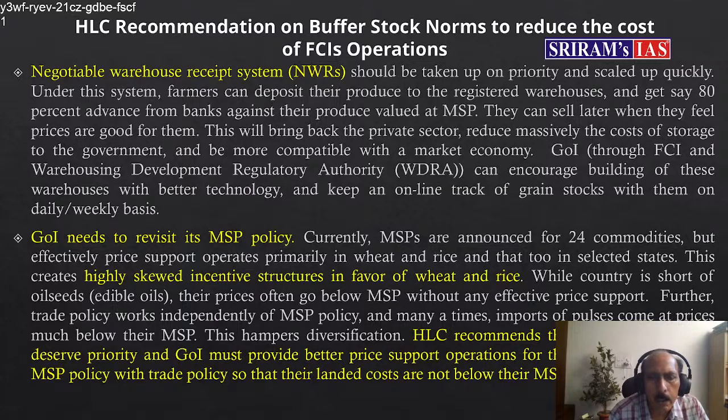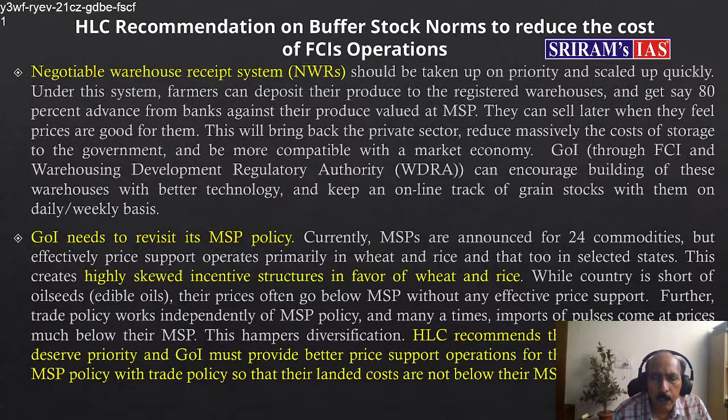The second important recommendation given by the high level committee was the negotiable warehouse receipt system. The problem was that at the harvesting time, all the farmers come to the mandis to sell their produce, and therefore a glut situation arises at the mandis, and farmers were forced to sell their produce at a price less than the MSP. To address this problem, the high level committee suggested that the negotiable warehouse receipt system may be introduced.